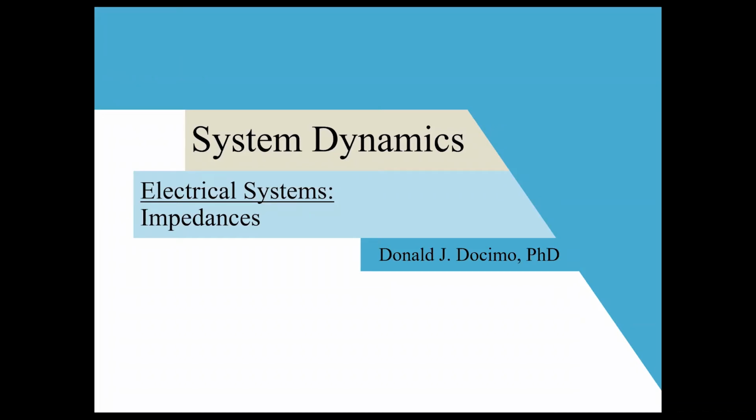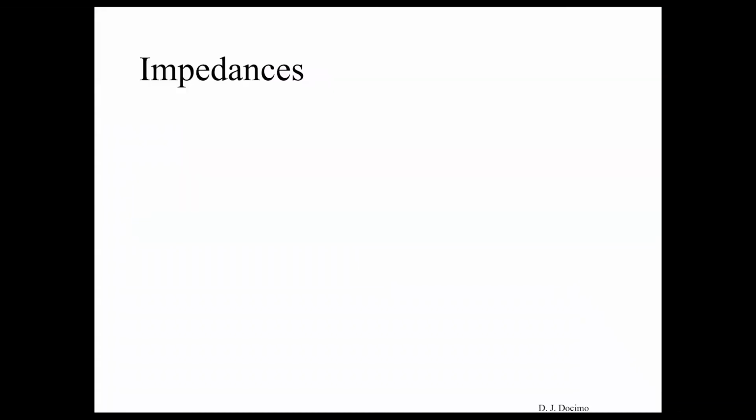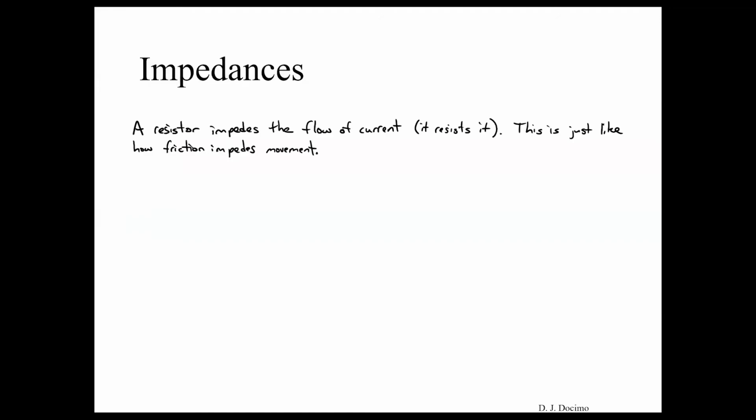Okay, this video is going to go over the basics for impedances. So a resistor impedes the flow of current. It resists it. This is just like how friction impedes movement. And so a generalization of this is called an impedance.